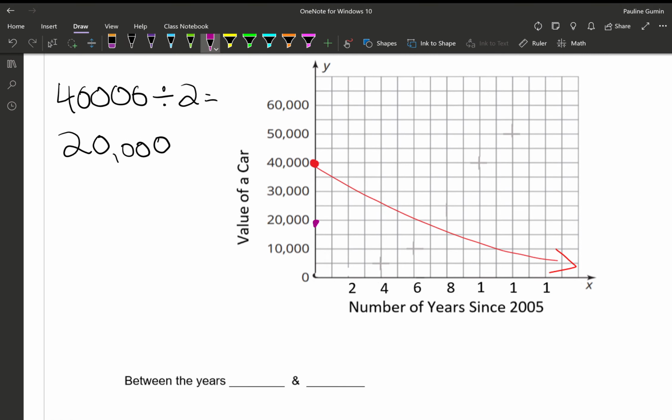All right, let's find 20,000 on our graph. There it is. I'm going to draw a line out until it hits the curve. Well, that did not work. I started drawing my line downwards. Let's try that again. Follow the grid. There we go. It hits it somewhere there.